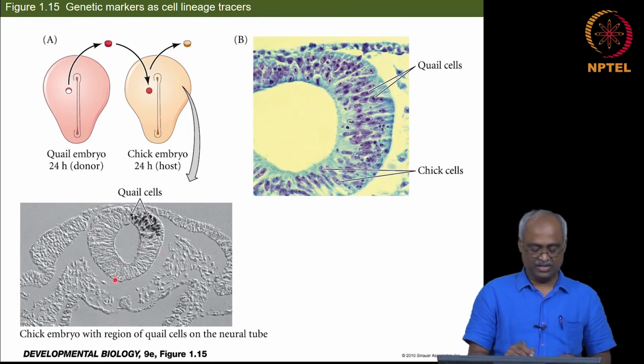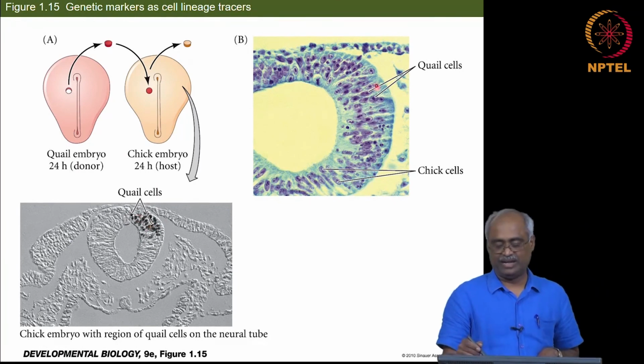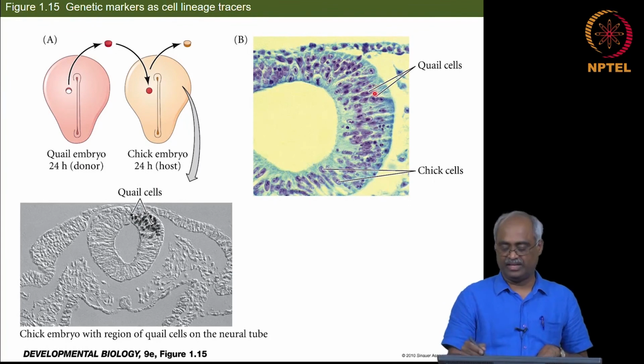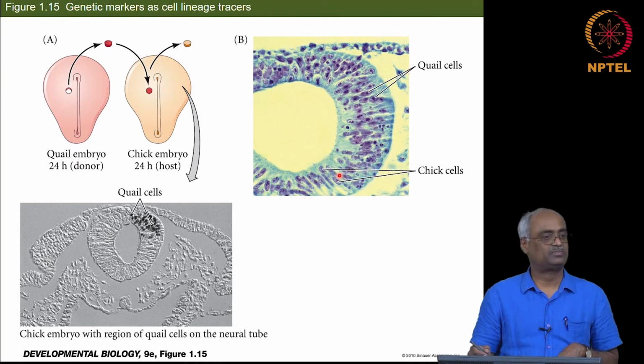So, this is the neural tube here. The neural crest has fused here, the fold has fused, and you see quail cells put there, actually they are here. And another thing is looking at cellular morphological differences. The quail cells have a little larger nucleolus, and that helps in identifying quail cells from chicken cells.